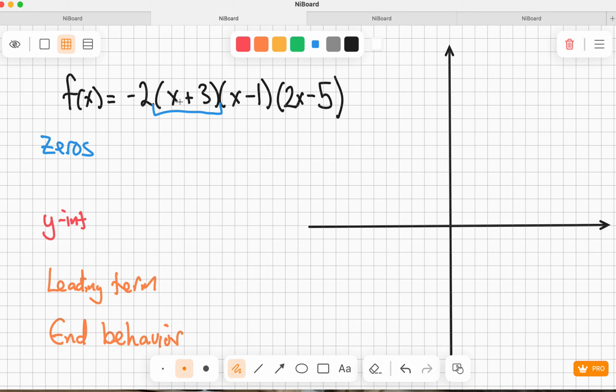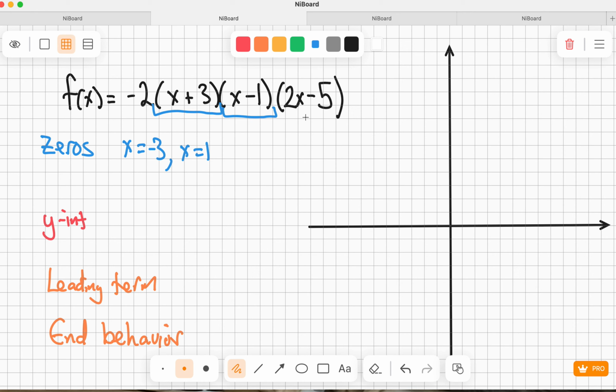At this one, what value of x makes x plus 3 equal 0? That's going to be x equals negative 3. We'll look at x minus 1. What value of x will make this 0? That gives us x equals 1. Those I can just look at and take the opposite.